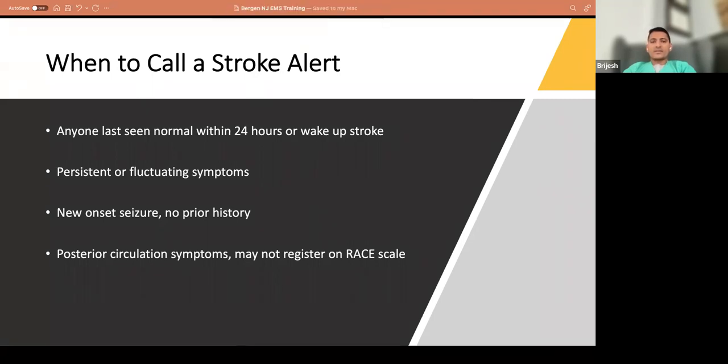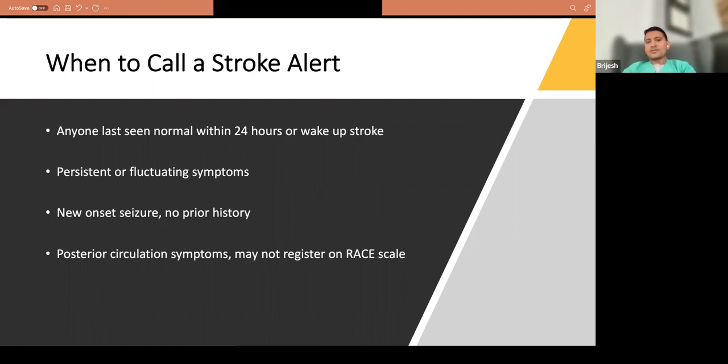And especially if they don't receive that treatment in a timely fashion. New onset seizure could still be masquerading as an acute stroke. And especially if they have no prior history of seizures, you can basically assume that this could be a stroke, because about 6 to 7% of all stroke patients present as a seizure.